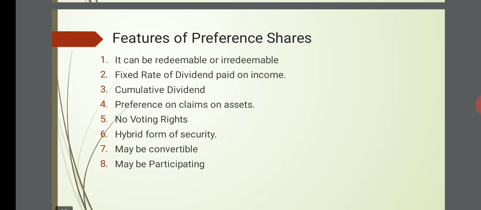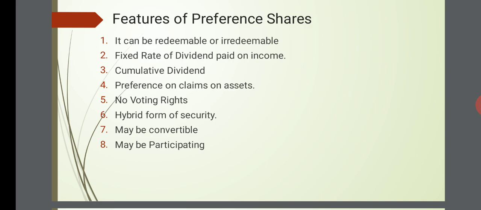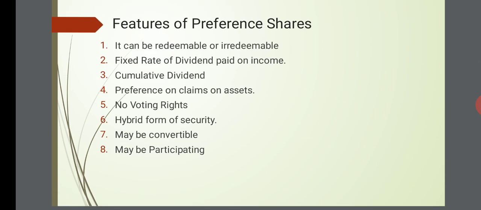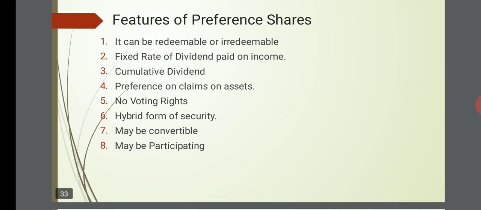Now, features of preference shares: it can be redeemable or irredeemable, with a fixed rate of dividend paid on income. We already discussed this. There can be a cumulative dividend. Preference on claim on assets, of course, over equity shares. No voting rights. It is a hybrid form of security, because preference shares have characteristics of both equity shares as well as debt.